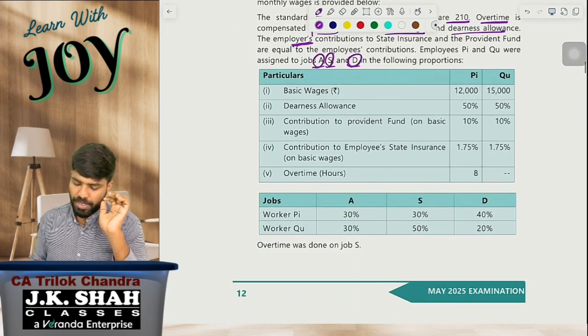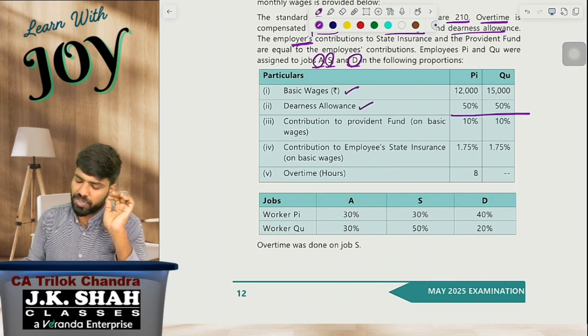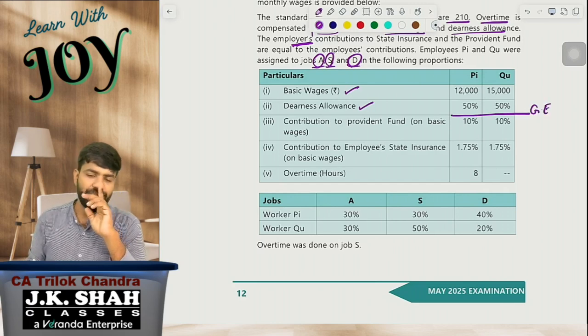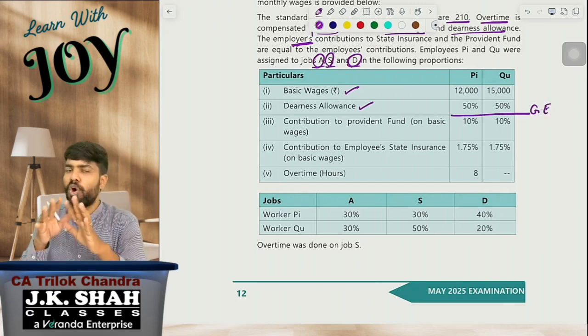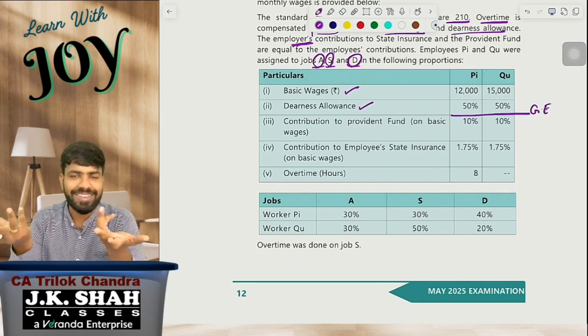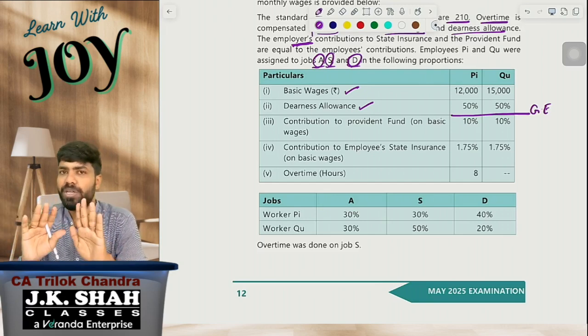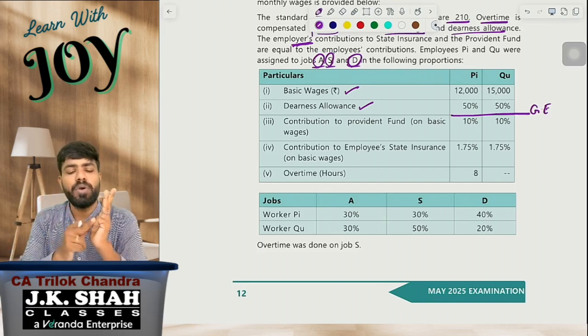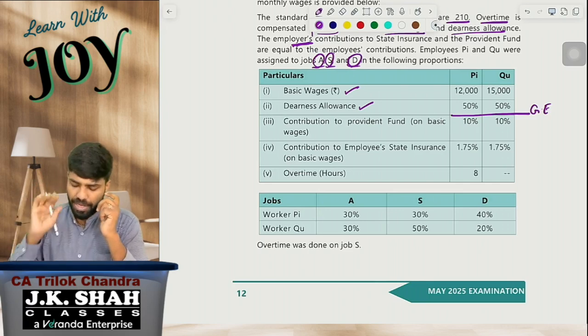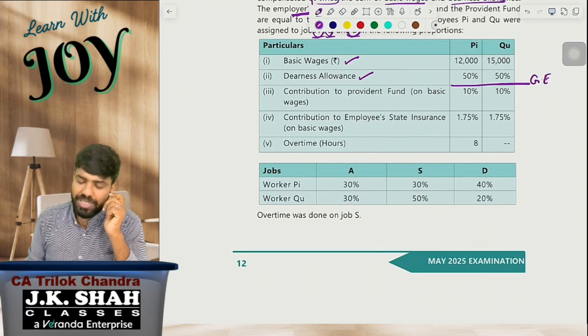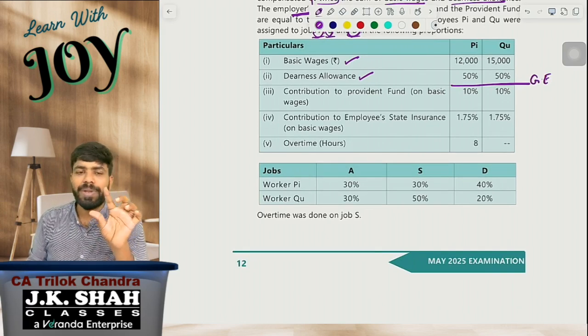Now look at here. Particulars P and Q. Basic wages, dearness allowances given. We need to make total of these two. We'll be calling it gross earnings, because no other allowance is given. No bonus, nothing. Apart from this, they given the overtime condition. I'll tell you that. As of now, they given both basic wages and dearness allowances. We need to make total of that. See, no other allowance is given, so I'm taking only both.